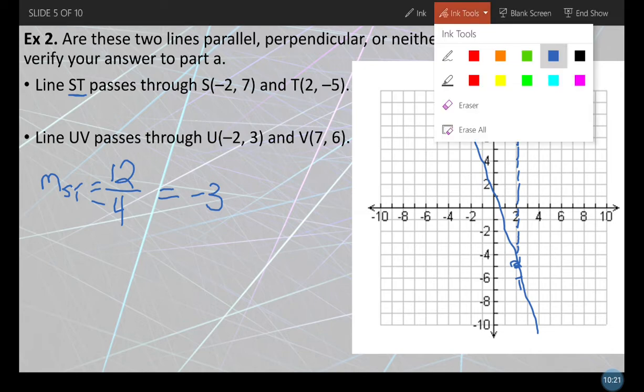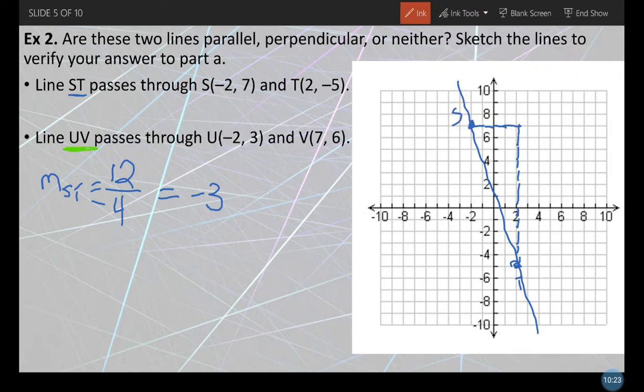So we're going to do the same thing now for my other line, line UV. Line UV passes through negative 2, comma 3. So this point right here is point U. And through point V, which is at 7, comma 6. So this is point V, and my line that connects them looks like that. So again, I need to find the slope, or the rise over the run. So I have a rise of 3.